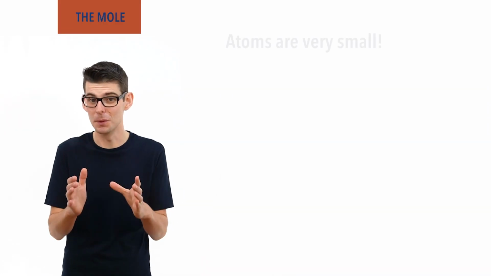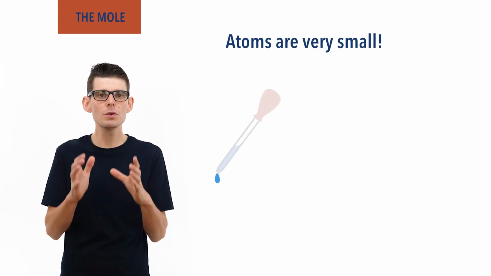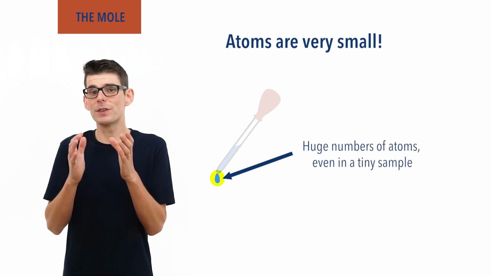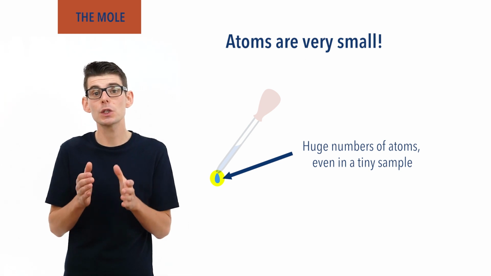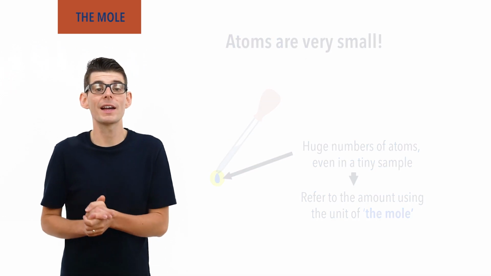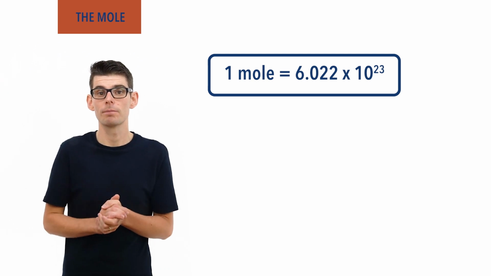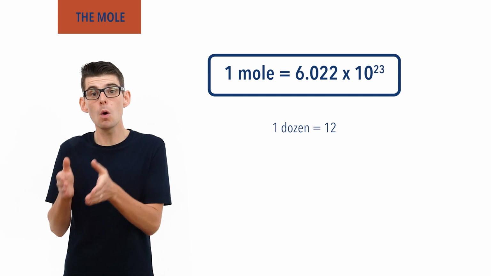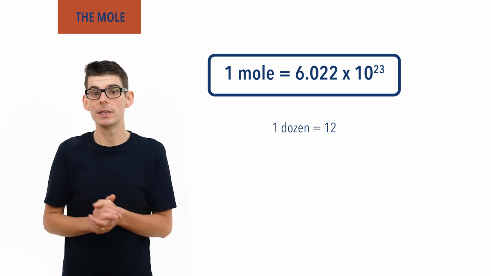Atoms are very small, meaning even in a small sample of a substance, there are huge numbers of atoms and molecules in it. Referring to the actual number present isn't realistic, and instead a unit called the mole is used. 1 mole has a value of 6.022 times 10 to the 23. Just like 1 dozen of something equals 12, 1 mole of something equals 6.022 times 10 to the 23.